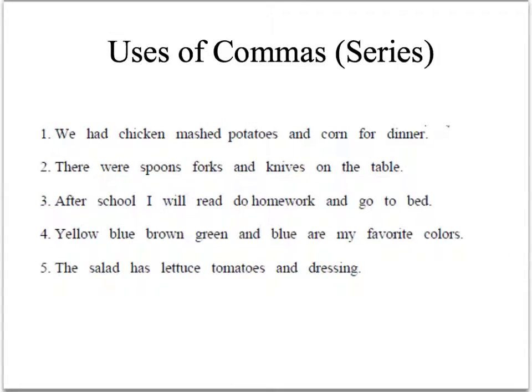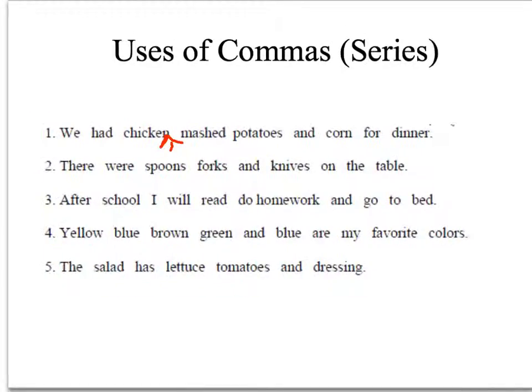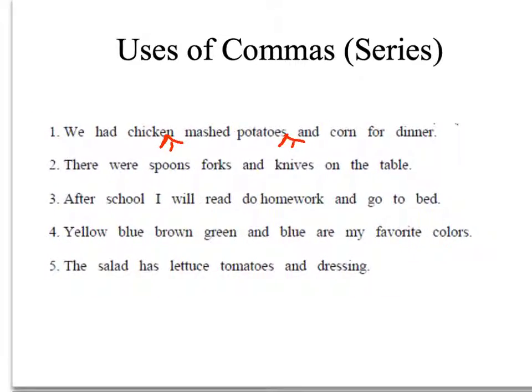Here are some exercises in using commas in a series. Number 1: We had chicken, mashed potatoes, and corn for dinner. You have to look for the words and see where the divisions happen. We had chicken, comma, mashed potatoes, comma, and corn for dinner. You don't want to say chicken mashed, comma, potatoes. You have to be familiar with these different names, so knowing what mashed potatoes is.